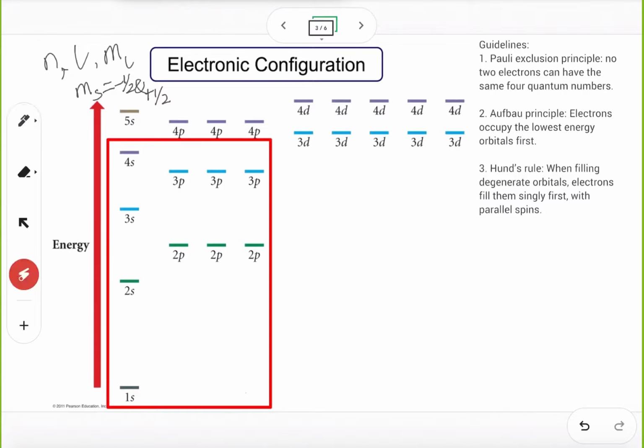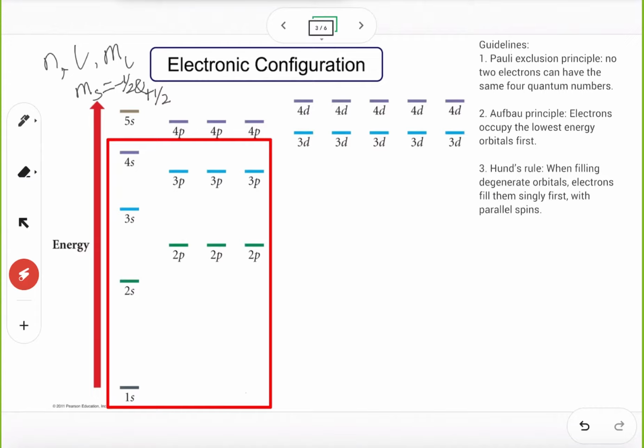Before we do that, let's take a look at some guidelines for us to check in our guests' electrons. Those three rules are the guidelines that we need to follow. Well, the first one is the Pauli exclusion principle. No two electrons can have the same four quantum numbers. We'll go through them one by one later on when we put the electrons in these empty orbitals.